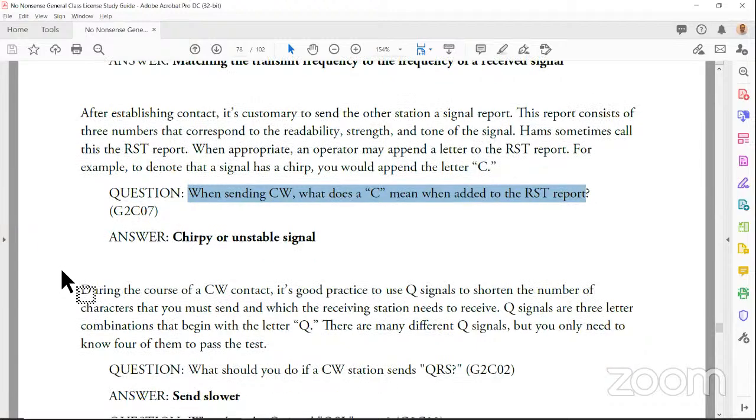Okay. Next question. When sending CW, what does a C mean when added to the RST report? Let's dissect this question. We're talking about CW, or Morse code, and we're adding to the RST report. Remember, we said that we normally give a signal report. That's a fairly common thing to do. In the case of CW, it may be something like 599 or some other version. We gave a whole table as to what the various digits mean. But if you have a C coming after the digits, it means that your signal is chirpy or unstable.